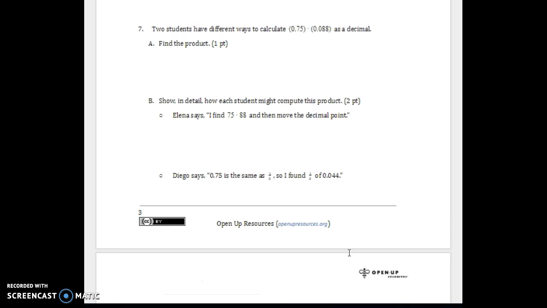Number 7. 2 students have different ways to calculate 0.75 times 0.088 as a decimal. A. Find the product. B. Show in detail how each student might compute this product. Elena says, I find 75 times 88 and then move the decimal point. Diego says, 0.75 is the same as 3/4, so I found 3/4 of 0.044.